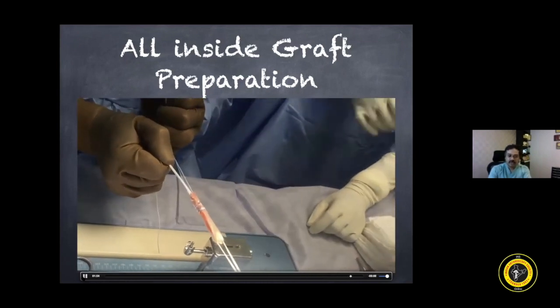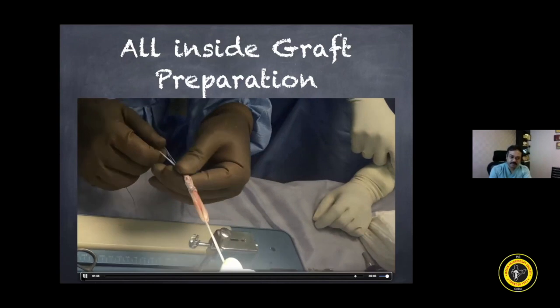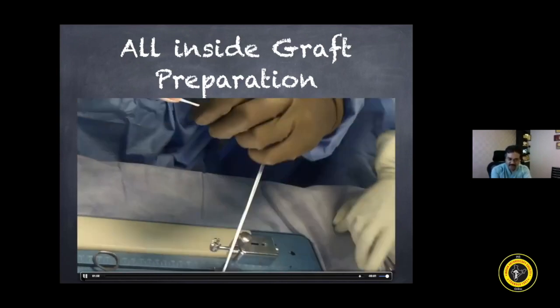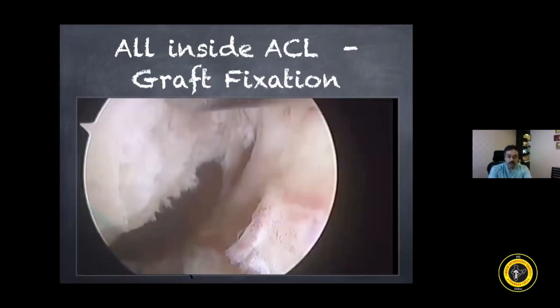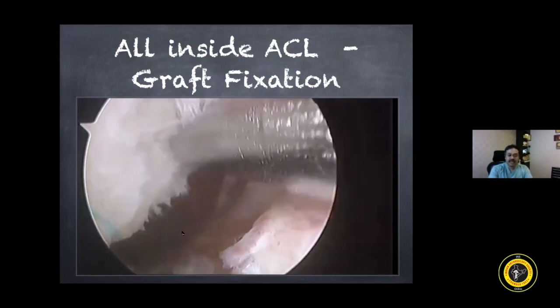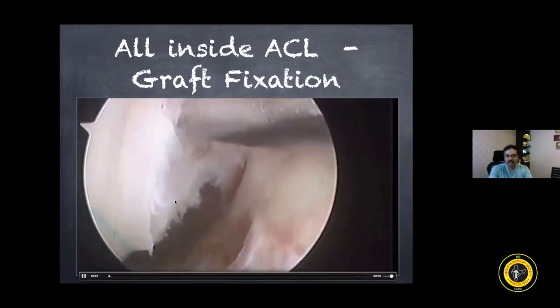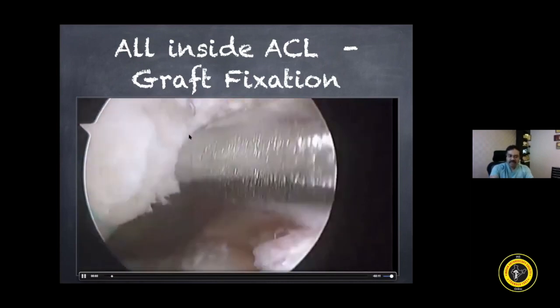Once this is done, we see the size of the graft. Most of the time we get 8 plus, 8, 9 and 10 depending upon the patient. And now the view is from the anterolateral portal. Now the shaver is taken and we remove the remnant of the ACL from the femoral attachment.